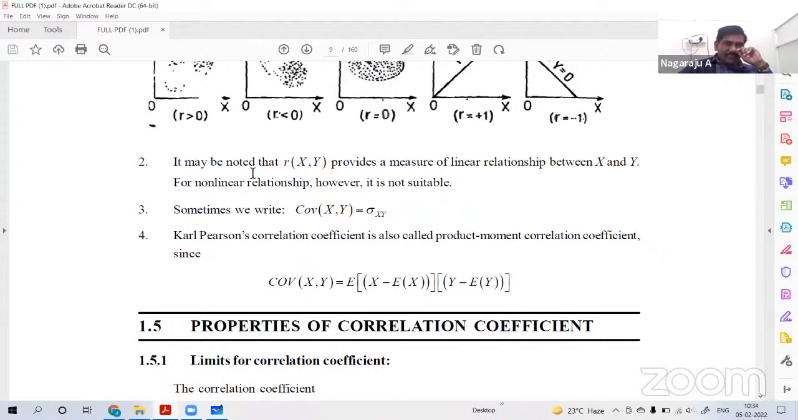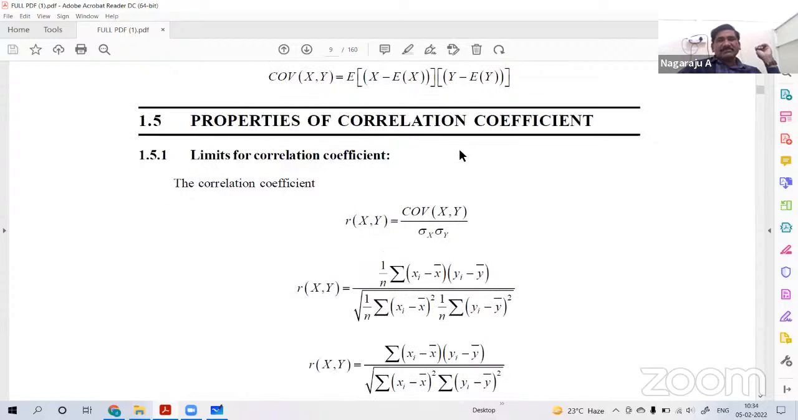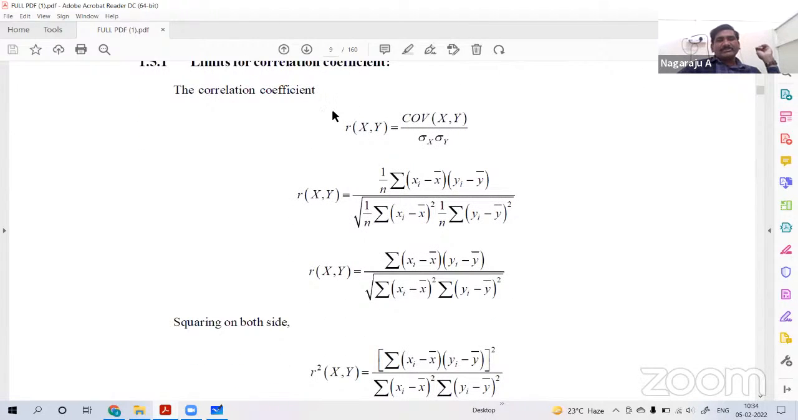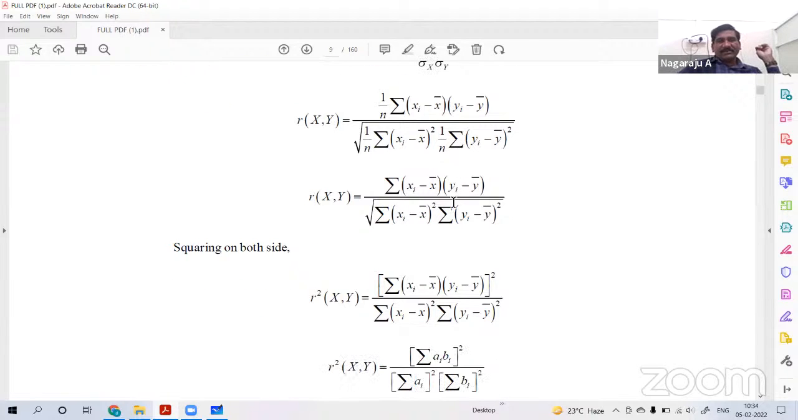So the relationship between these two: if R is close to 1, it is correlated strongly. If R is less, it is not correlated strongly. If R is equal to 1, it is correlated strongly; otherwise it is not correlated. So this is our overall idea about it. It is the correlation of X comma Y. The correlation of X comma Y is the covariance of X comma Y divided by sigma X and sigma Y. So R of X comma Y is our required formula.